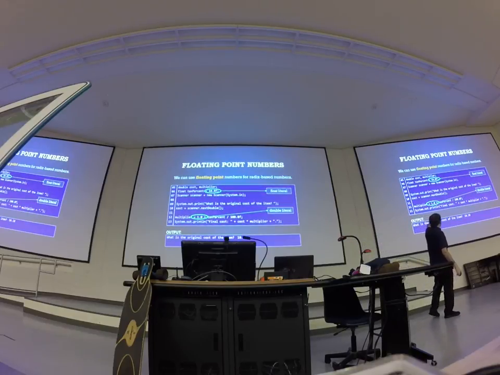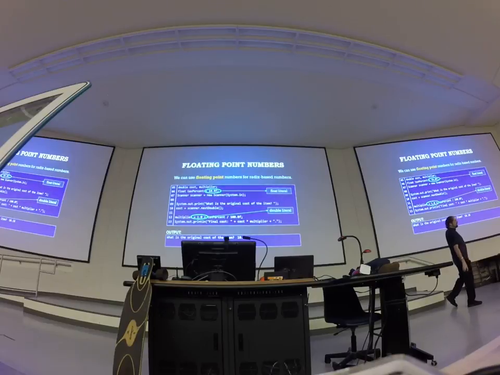So in this case, if I said the original cost of the item was 1010, the multiplier is going to be 1.1, so the final cost is going to be 1111. Okay? Good so far?